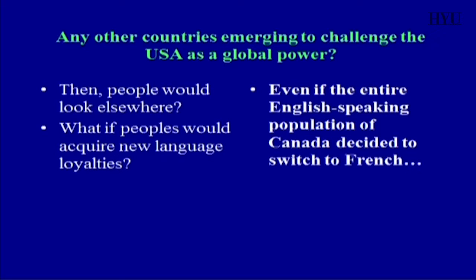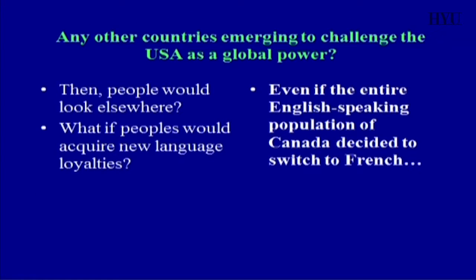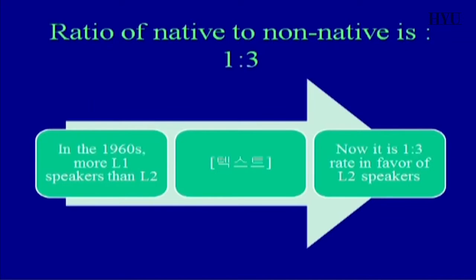But how about the position of our textbook author? He says that even if the entire English-speaking population of Canada decided to switch to French, for example, the impact would not be significant. In other words, of course, there may be some countries trying to switch to other languages. Maybe English's position may be weakened, but on the global scale, the impact would be insignificant. We can ignore the impact here. This is also the textbook author's position.